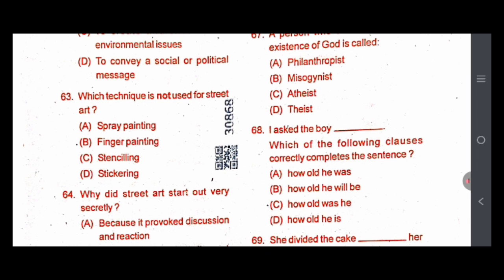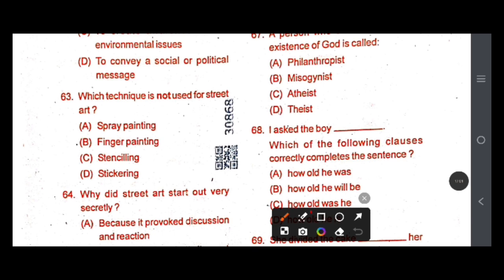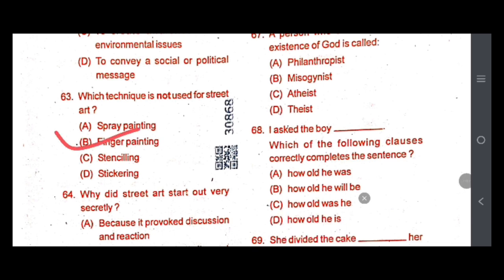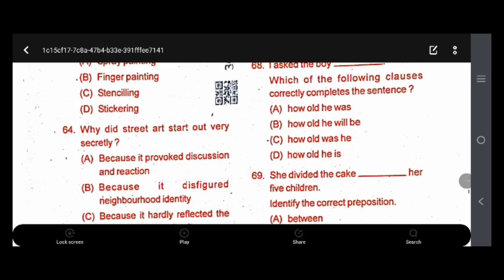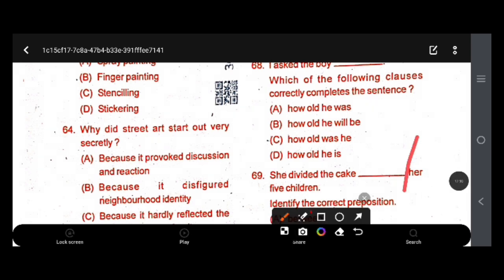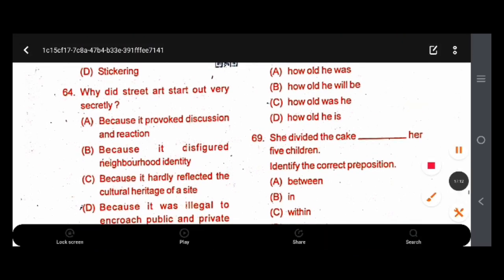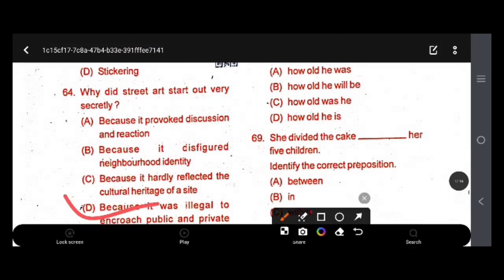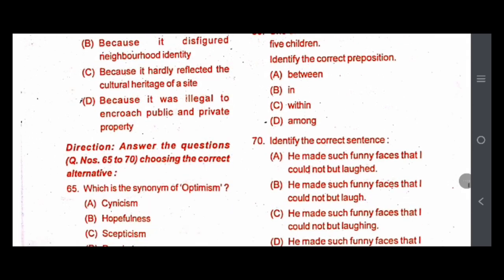63: Which technique is not used for street art? The correct answer will be option B: finger painting. 64: Why did street art start out very strictly? The correct answer will be option D: because it was illegal to encroach public and private property.